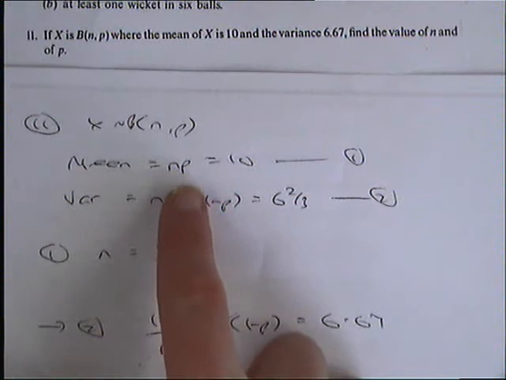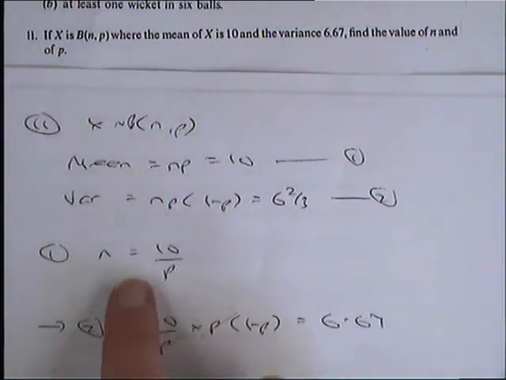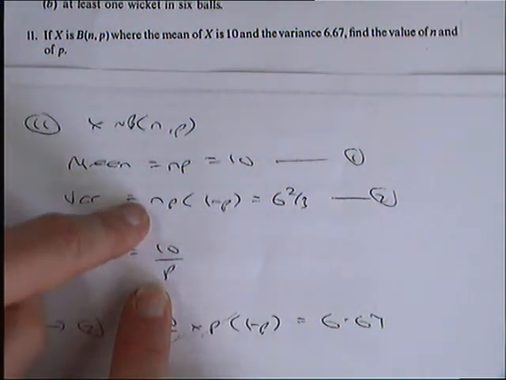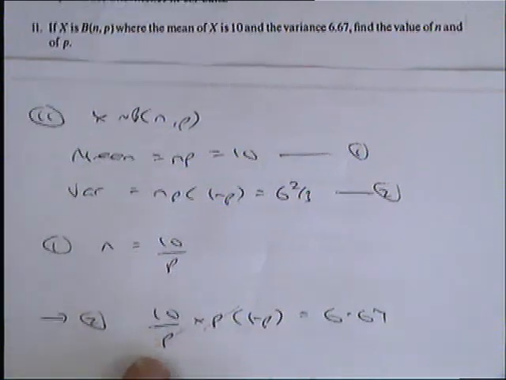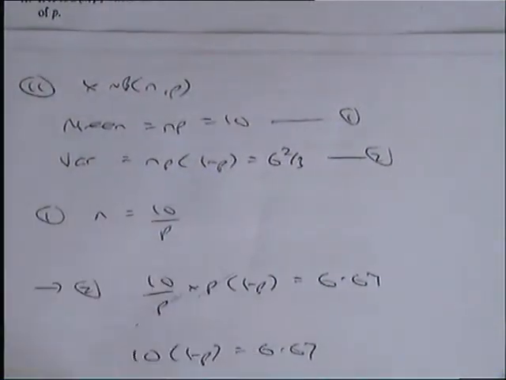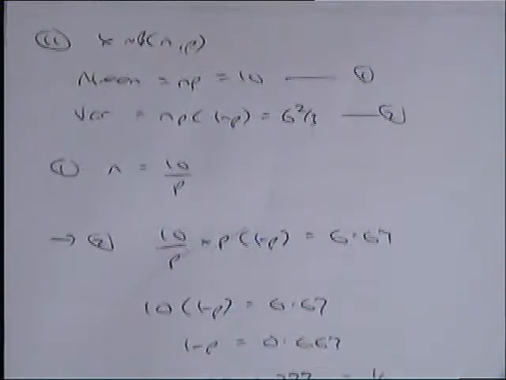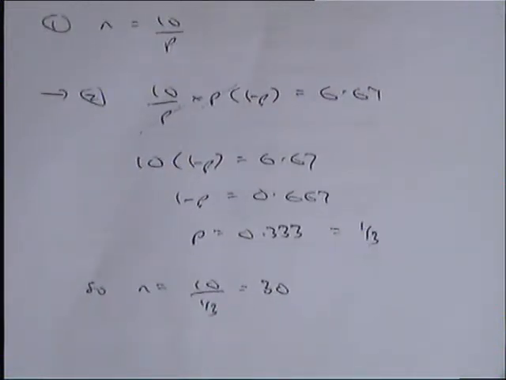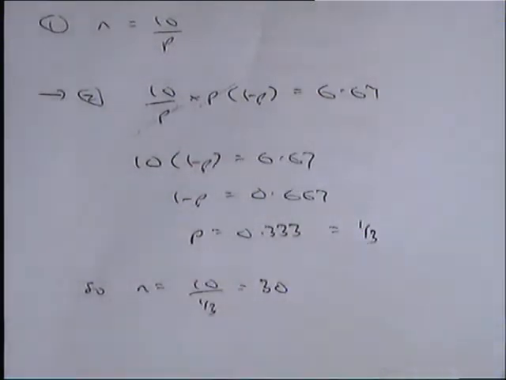One way of doing it, from the first equation, if you rearrange that first equation, you can get n on its own, and you can say, well, n is going to be 10 divided by p. That's from equation 1, and then you could replace all the n's in equation 2, or basically that n there, by 10 over p, which is what I've done here. Then you can multiply that out and get an equation and solve it. So the final answer was p was a third and n was 30.